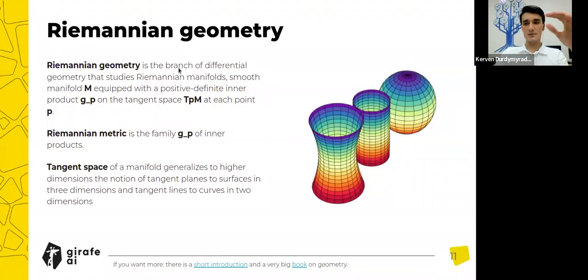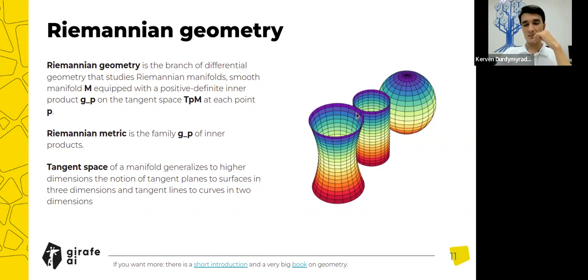Riemannian geometry is a branch of differential geometry. We have these manifolds, Riemannian manifolds, and you can think of them like surfaces in 3D, but our Riemannian manifolds are in a higher dimension. If you think about three dimensions, it is surfaces like that. These are the manifolds in higher dimension. They are smooth surfaces.